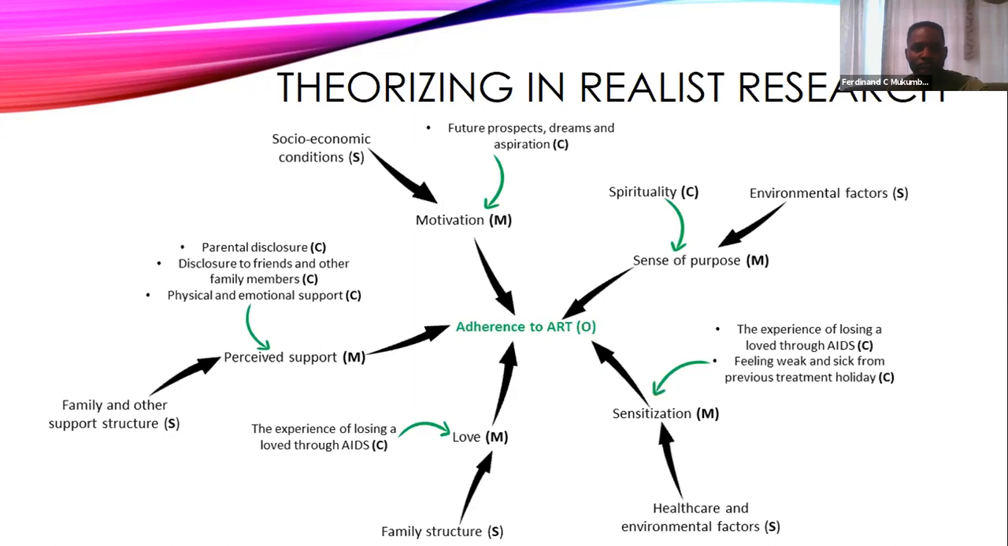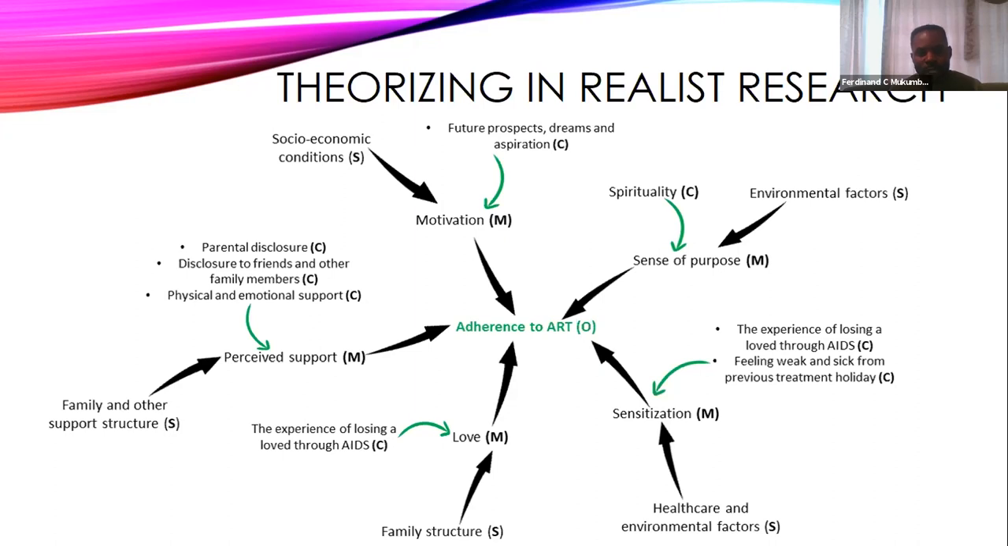This is the theory that explains how adolescents adhere to their medication. For example, we say family and other social structures. So if you have family, you have other social structures, you have people supporting you who are there, they provide the finances, they are there to help you. That one, I describe as the structure that is existing.